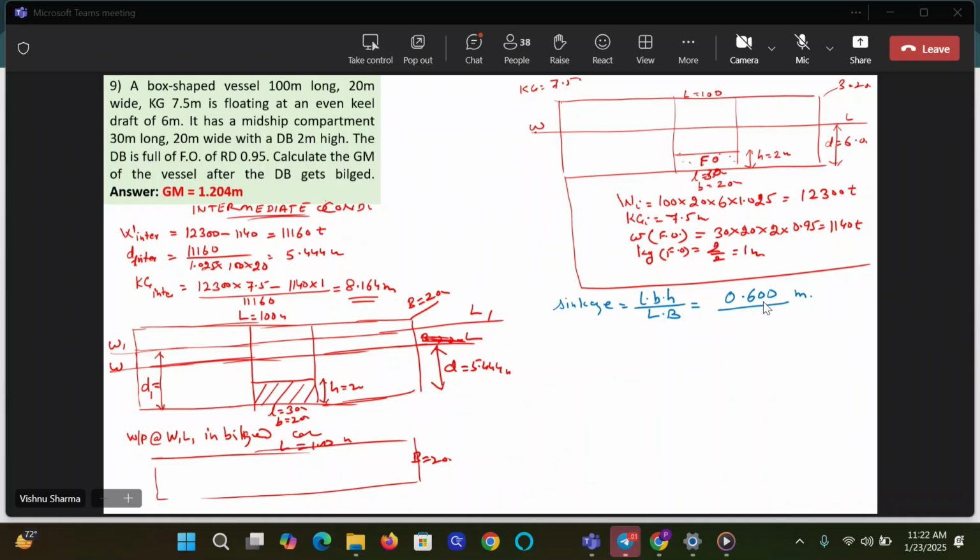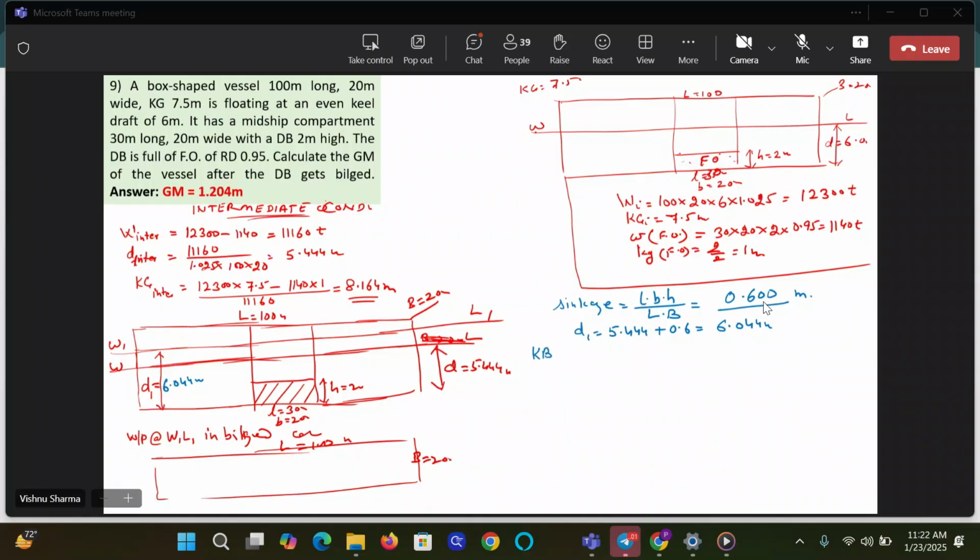So D1 will be how much? D1 will be how much, beta? D1 will be equal to the draft before bilging, which is now 5.444, plus 0.6, which is 6.044 meters. It goes on the diagram here. Guys, look at the diagram for the intermediate bilged condition. Will KB be D1 by 2? Yes or no?